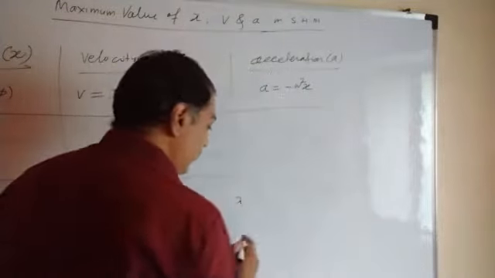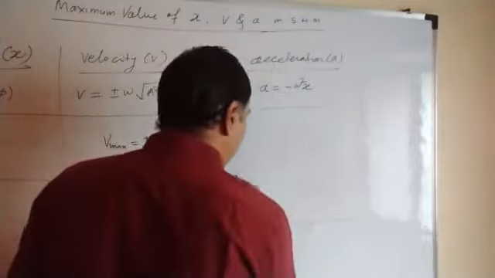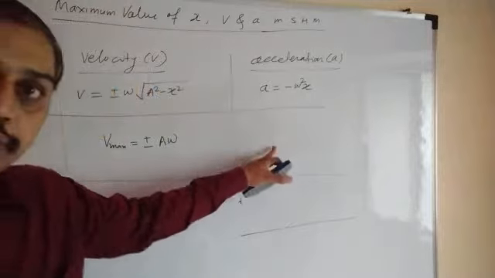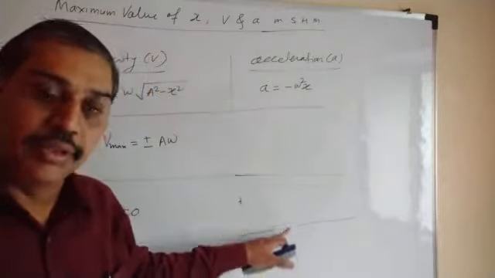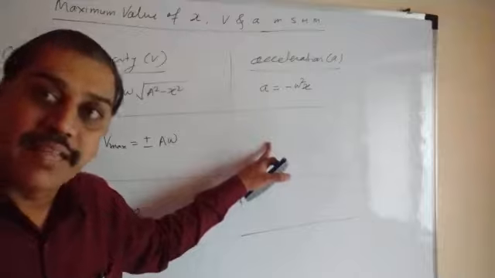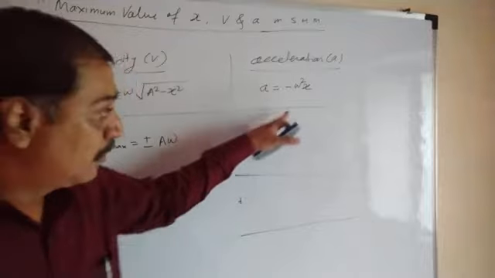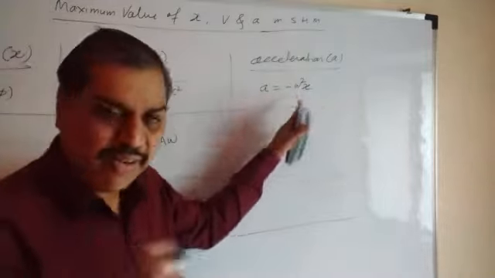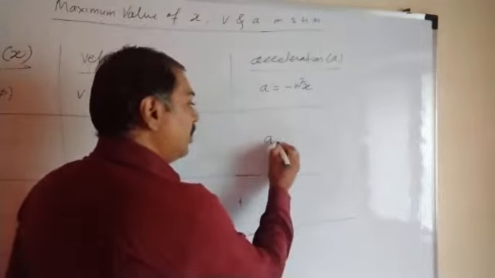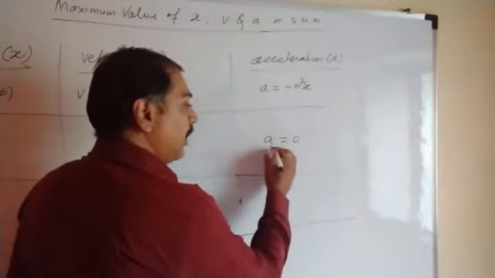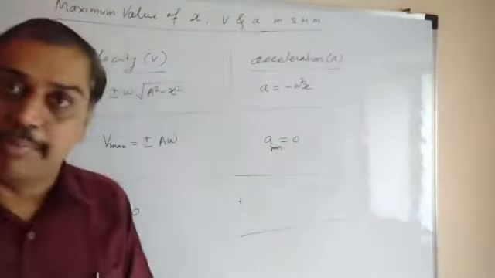Here, it is very simple now to find it out. What is the equation for acceleration? Minus omega square x. This is the mean position, this is extreme position. So at mean position, what is x? 0. So 0 into omega square, 0. That's why at mean position, a equal to 0, that is said to be the minimum value of acceleration.